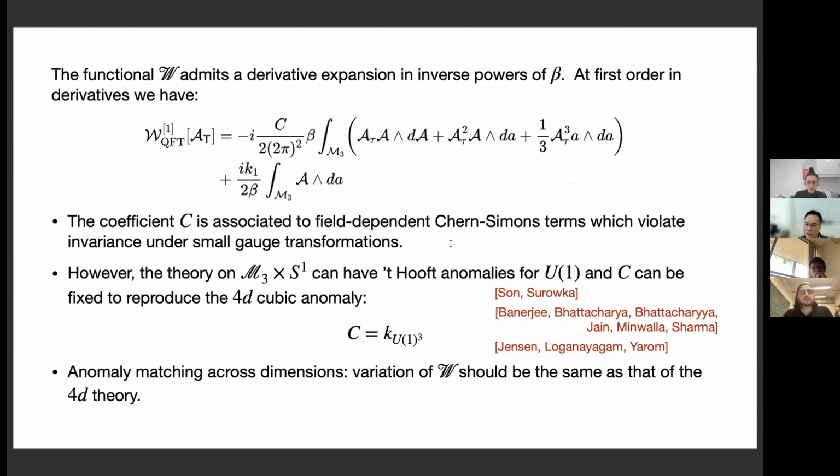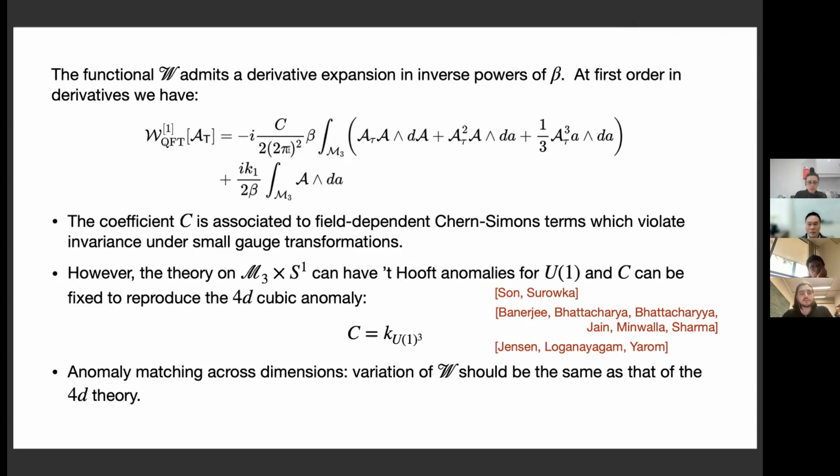Then this effective functional admits a derivative expansion, and one can sit down and try to classify all the terms that are available and could enter such a derivative expansion. But luckily, at first order in derivatives, such terms in 4 dimensions have been classified, and we know that there is an effective functional that takes the following form. It has 2 types of contribution: one that multiplies a coefficient C, and another that multiplies a coefficient K1. I will often refer to these kinds of terms as Chern-Simons contact terms.